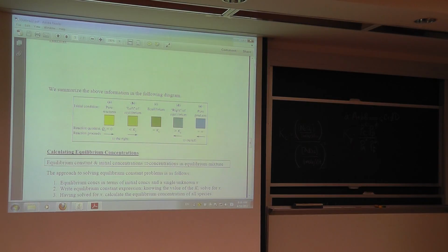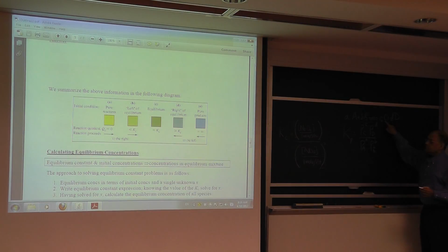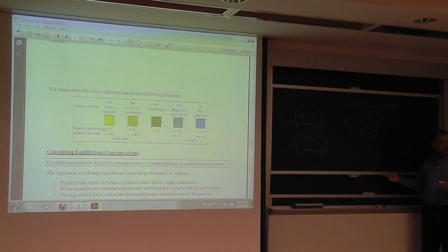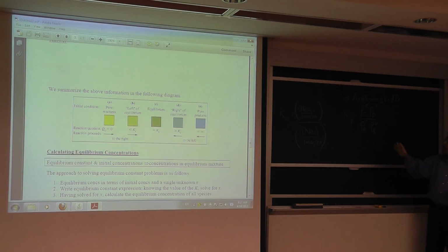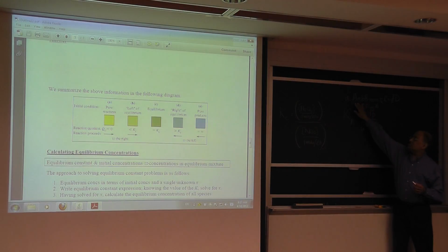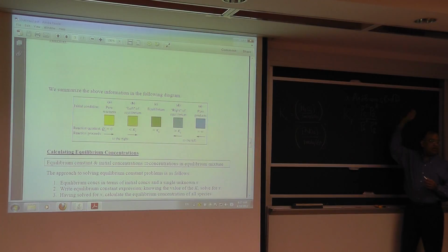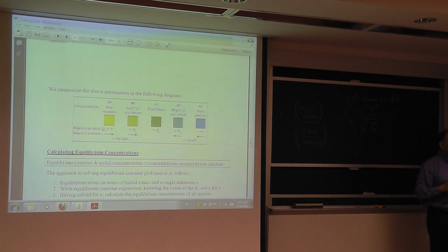Okay, can you talk to your neighbor, please? If you have pure reactants for this reaction here, for my favorite reaction, A plus B going to C plus D, what is the value of delta G at that instant, time t equals 0? What do you mean by pure reactants? So at the start, I have just A and B, no C or D. What is the value of delta G?